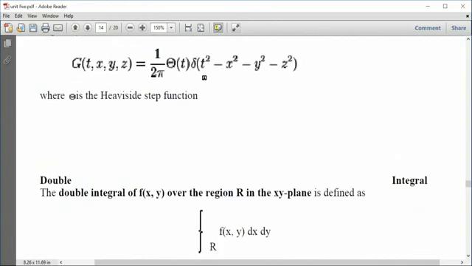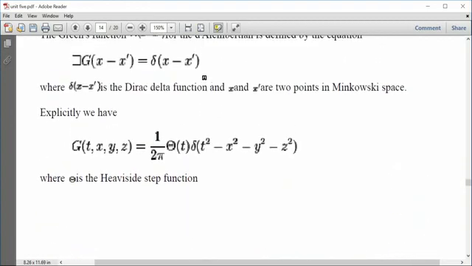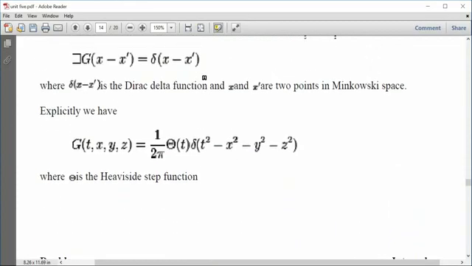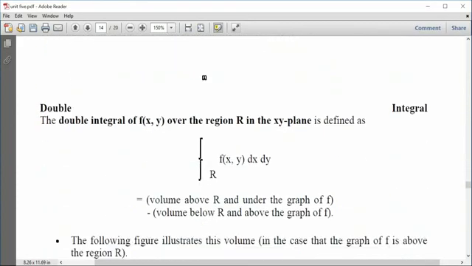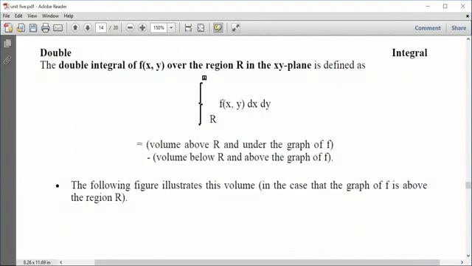Let me see if we can have an example here. Oh, there's no example here. Okay, let me just go to the double integrals.